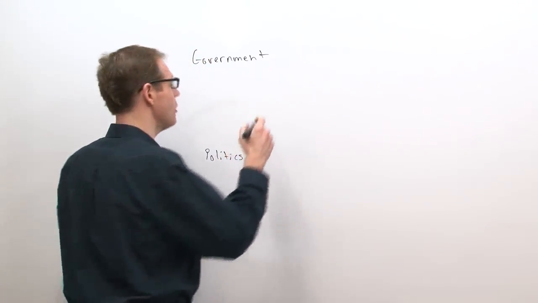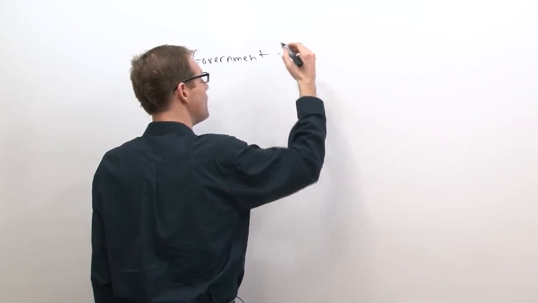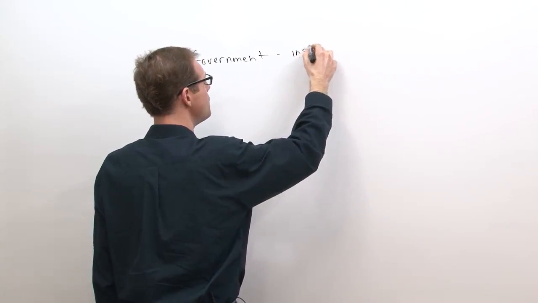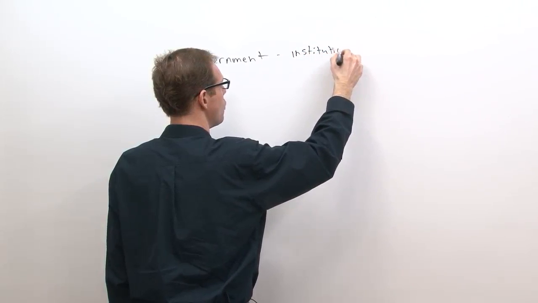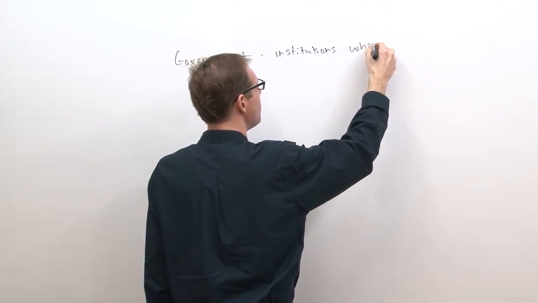Government, Diligent Scholar, is simply the collective name for those institutions which create what we call public policy.